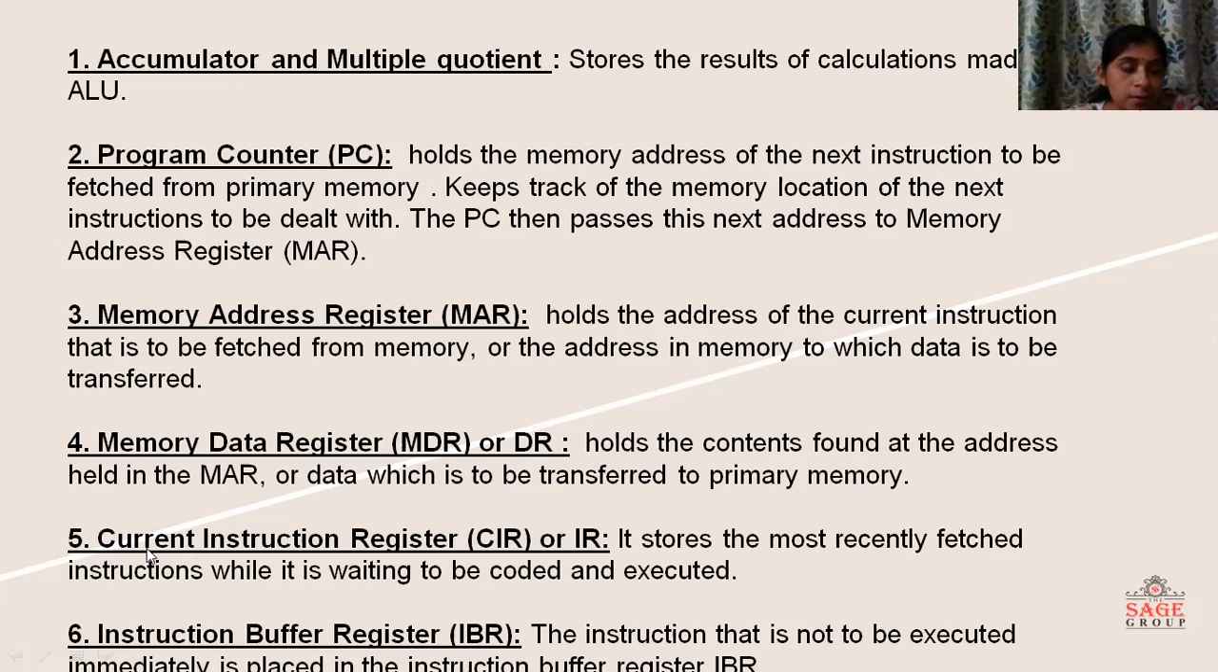As the name indicates, the current instruction register stores the most recently fetched instruction. And for the instruction buffer register, an instruction that is not to be executed immediately is placed in the instruction buffer register. As the name buffer means, it is not holding the instruction to be executed immediately. So this is all about the functions of all the registers.